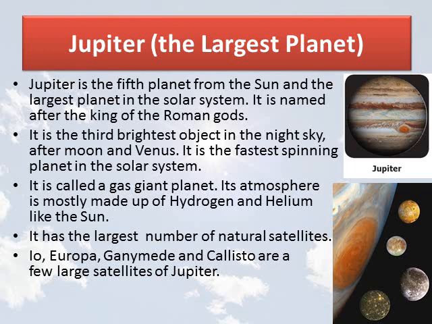The names of the satellites of Jupiter are very funny. Io, Europa, Ganymede, and Callisto are a few large satellites of Jupiter. Io, Europa, Ganymede, and Callisto. These are a few large satellites of the planet Jupiter. You can see the illustration of these satellites of Jupiter.